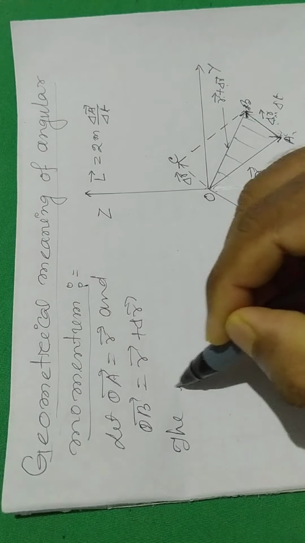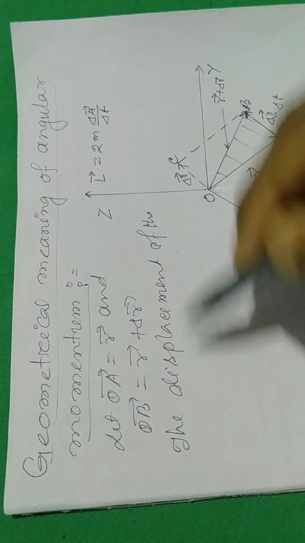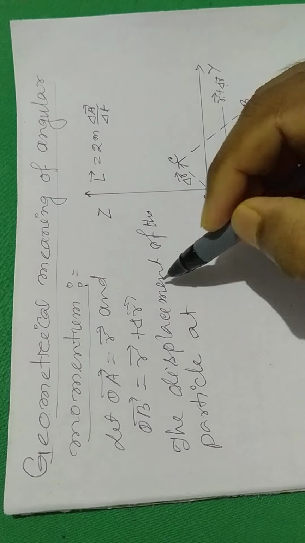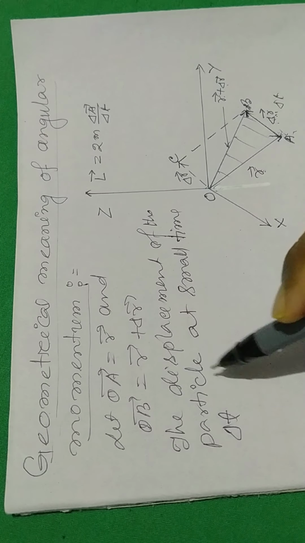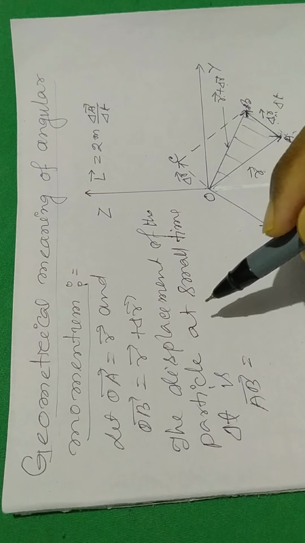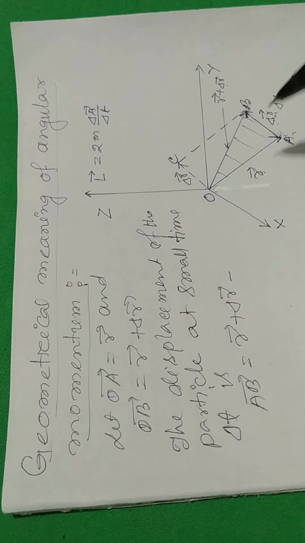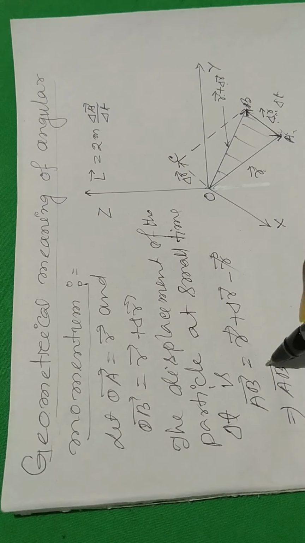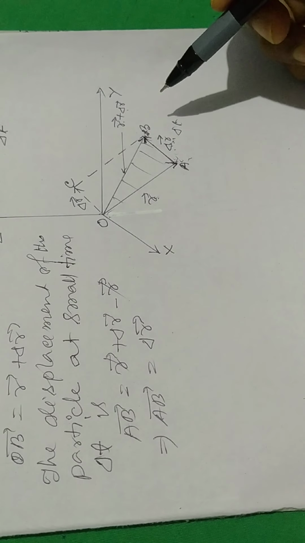The displacement of the particle at small time del t is AB equal to the difference between the final position vector R plus del R minus the initial position vector R. So R cancels, AB equal to del R. So del R is the displacement vector.